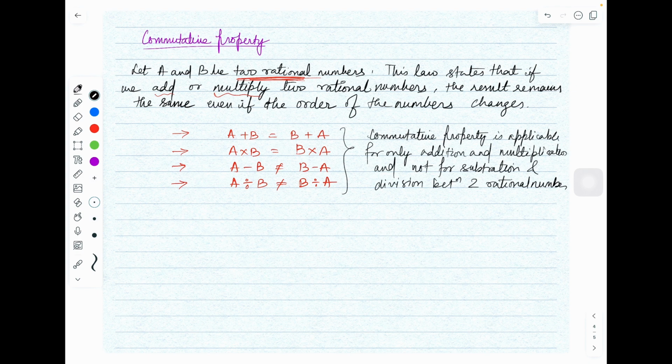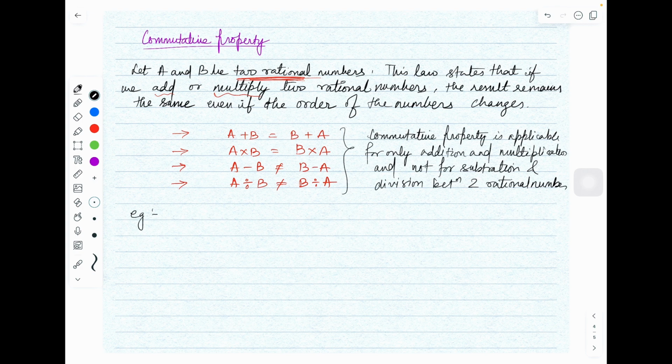We are saying that if you do a plus b, or if you do b plus a, these two operations will give the same result. Similarly, a into b or b into a, same result. But a minus b and b minus a, we are not going to get the same result. A divided by b and b divided by a, we are not going to get the same result.